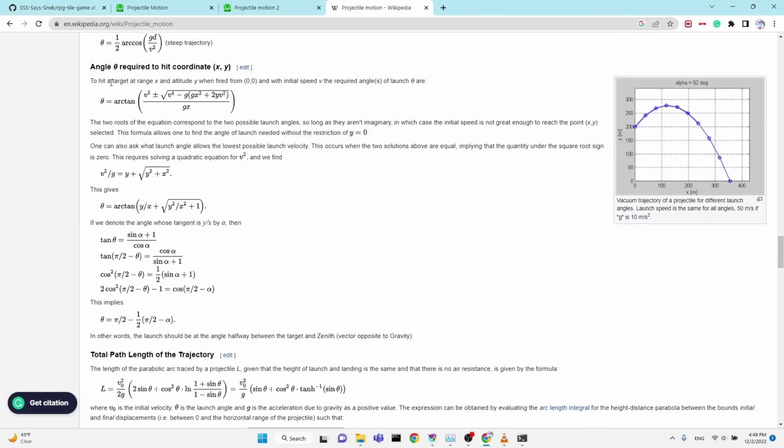Now it says, to hit a target at range x and altitude y when fired from 0, 0 and with initial speed v, like I said before, the required angle of launch theta is theta equals arctangent of v squared plus or minus the square root of v to the fourth minus g times gx squared plus 2yv squared, all over gx.